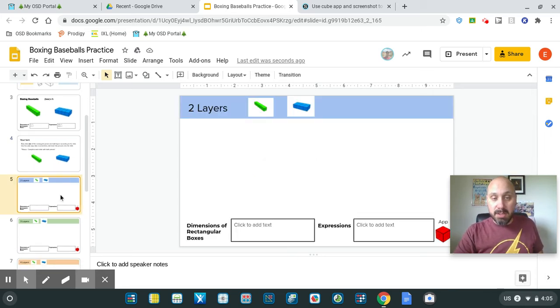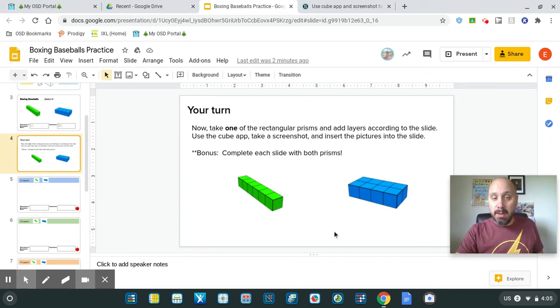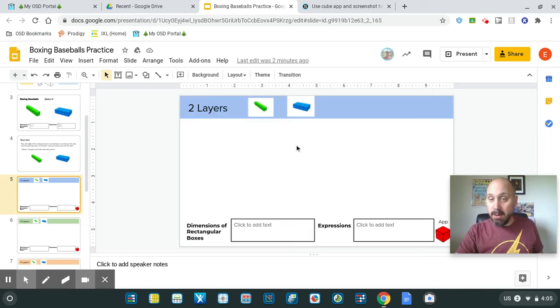So this first slide says we want to add 2 layers. Okay, 2 layers. So I already have 1 layer, right? When I go back here, so I can see it a little bit better, this is considered 1 layer. The base is 1 layer. So all I have to do is add another layer, and I'm done.